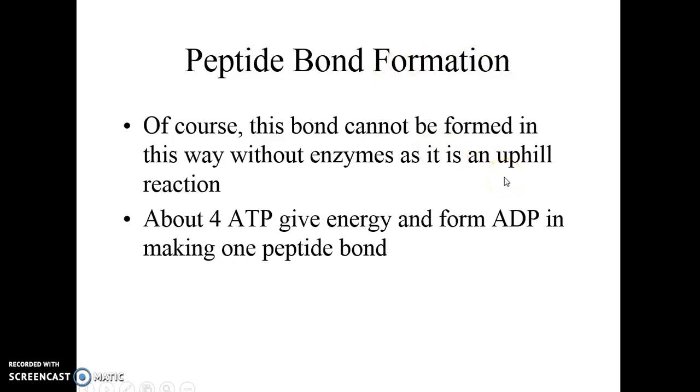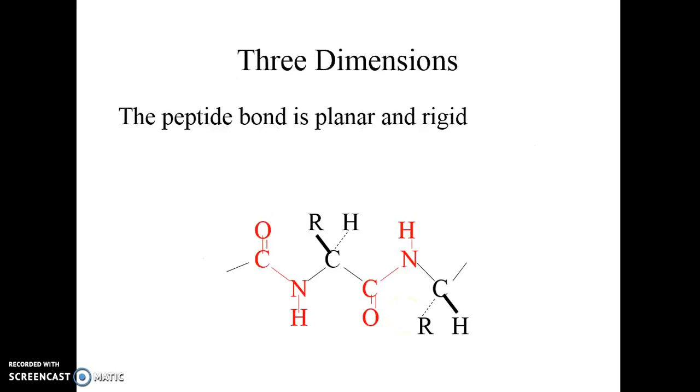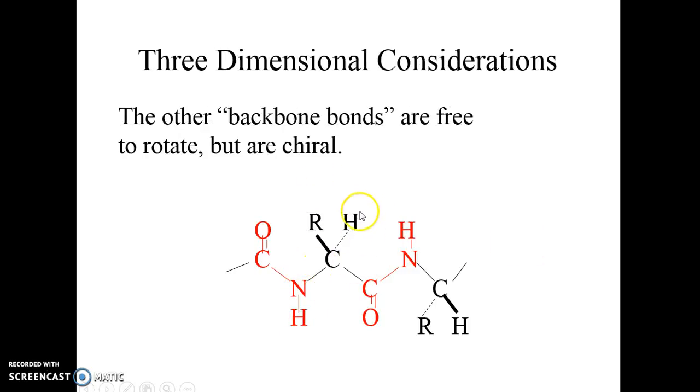Peptide bonds can't be formed like I just showed you, because that's only on paper. It's an uphill reaction, and you can't just start joining them together, or even boiling a bunch of amino acids together, and cause them to form a peptide bond. You have to have something to help it do that. What we have are enzymes in our body, and we have energy from ATP. With 4 ATP making ADP, that provides the energy for two amino acids to condense into a peptide bond. The peptide bond is planar and rigid, but this part of the molecule is flexible and can rotate around, but it's chiral, so you always have a specific arrangement.